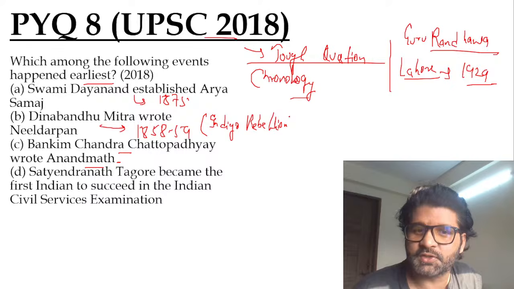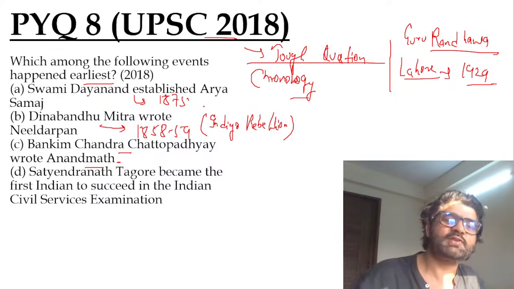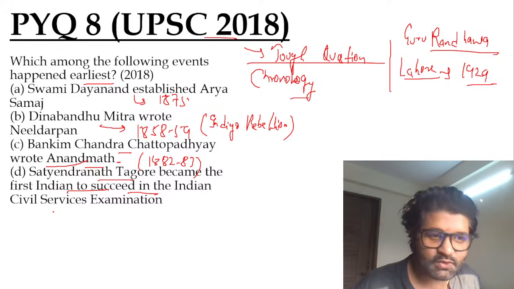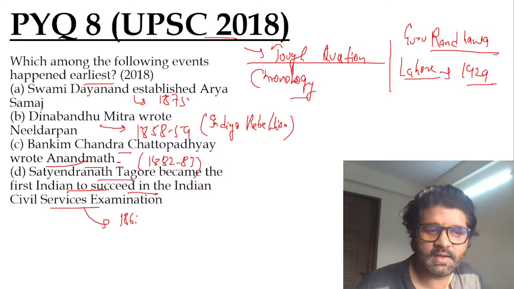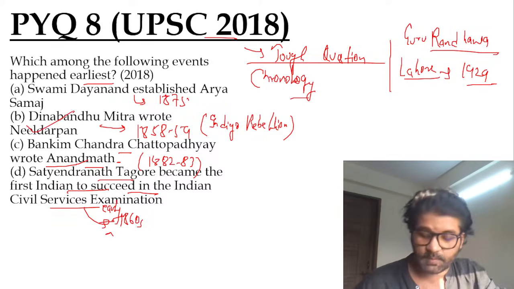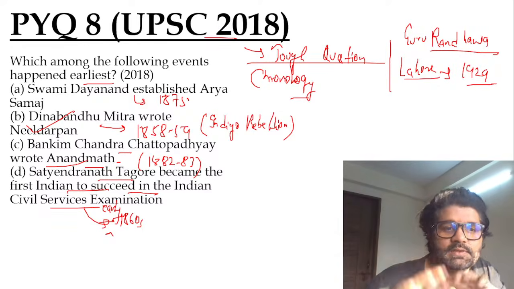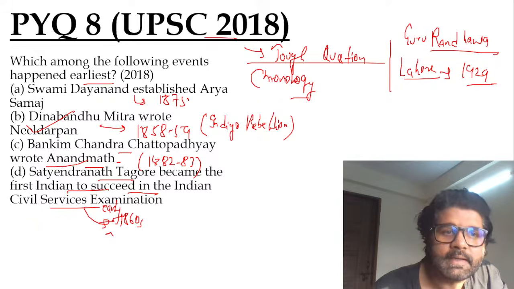For more, you can join my History through NCERT series. Bankim Chandra Chattopadhyay wrote Anandamath around 1882-83. Satyendranath Tagore became the first Indian to succeed in the ICS in the early 1860s. So if you go by that logic, B is the answer. Dinabandhu Mitra wrote Neel Darpan. B is the answer, guys. That happened earliest: Dinabandhu Mitra writing Neel Darpan.